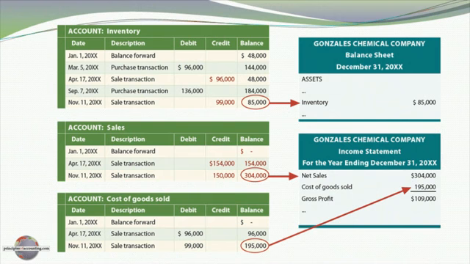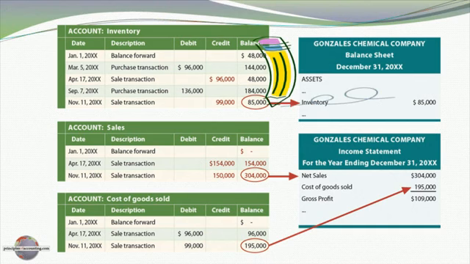Next, let's look at the financial statement effects here. On the left-hand side of the screen are the general ledger accounts for inventory, sales, and cost of goods sold. The inventory account, for example, started with $48,000. Remember, we had to purchase $96,000. We had to assign $96,000 to cost of goods sold on April 17th. We bought $136,000 on September 7th, and so on.